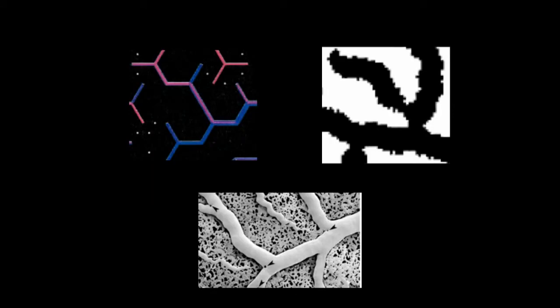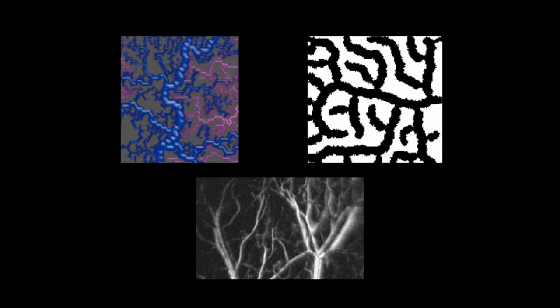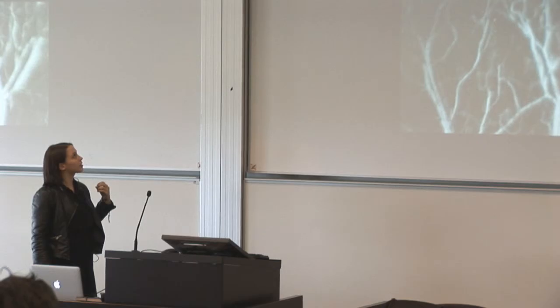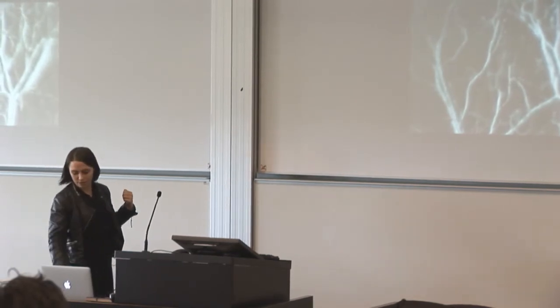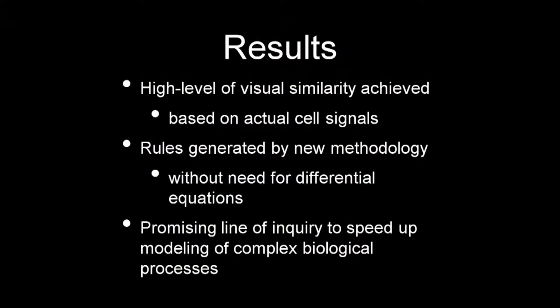And again, here's another simulation. And then we compare them with real life. If we compare the branching with real life, we can see that it's actually quite similar. And with the whole picture, we have a real tissue here at the bottom, then at the left Kurz and Gorre's model, and then ours. So our result is a high level of visual similarity achieved.